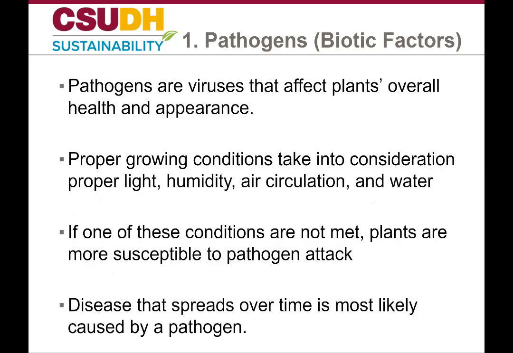So starting off with one of the first causes is pathogens, also known as biotic factors. So pathogens are essentially viruses that affect the plant's overall health and appearance. Proper growing conditions take into consideration proper light, humidity, air circulation, and water to prevent those pathogens. And if one of those conditions isn't met, plants are more susceptible to pathogen attack. And any disease that spreads over time is most likely caused by a pathogen.